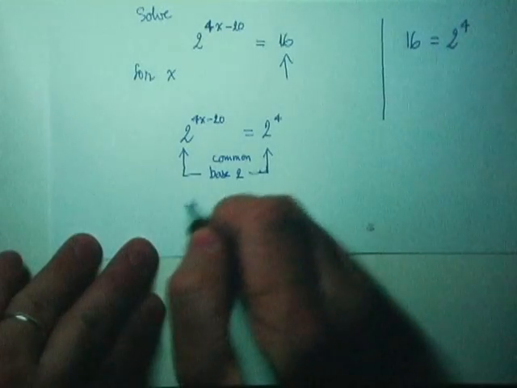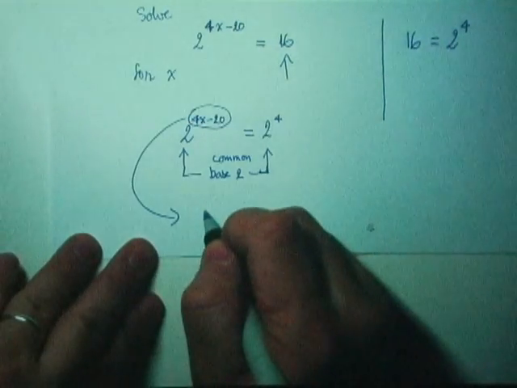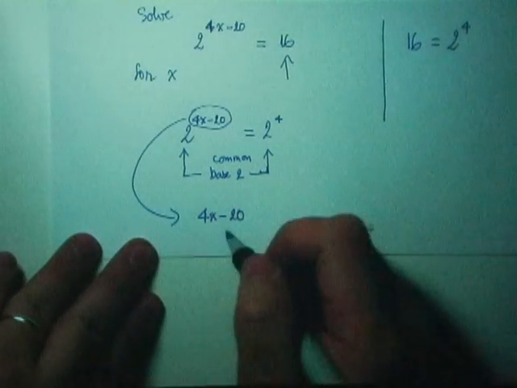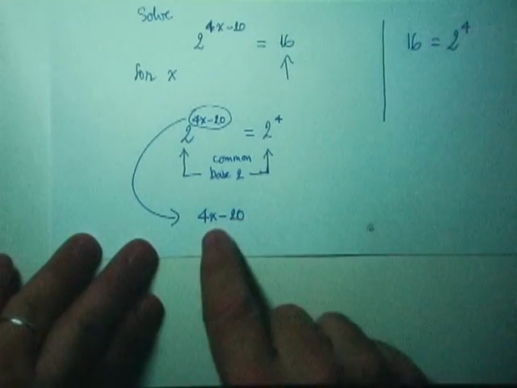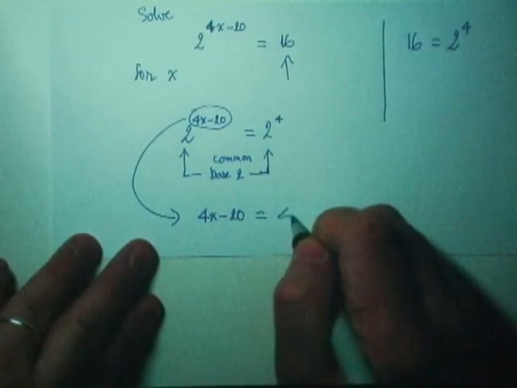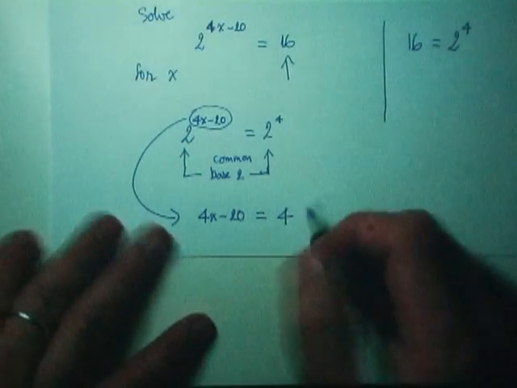So here I can just simply select my power on the left-hand side and set it there, 4x equals 20. I mean 4x minus 20. I just simply pick the whole power on the left-hand side and set it equal to the power on the right-hand side. Here I produce for myself the next equation.